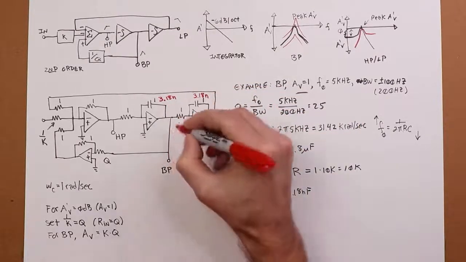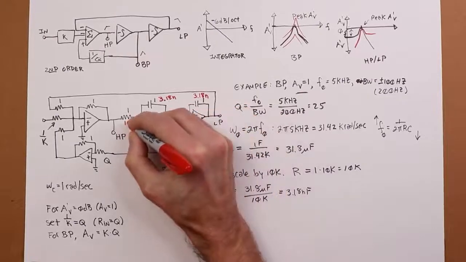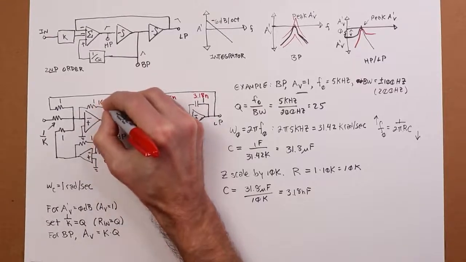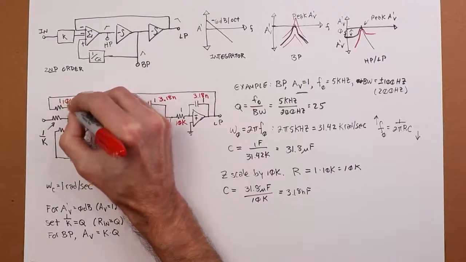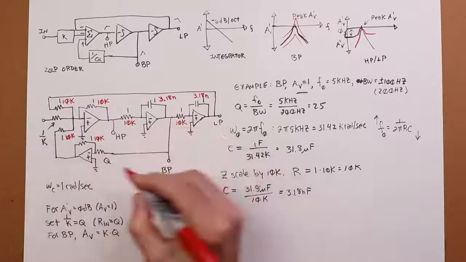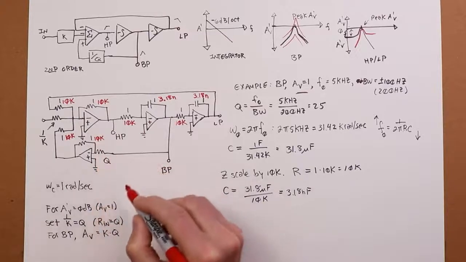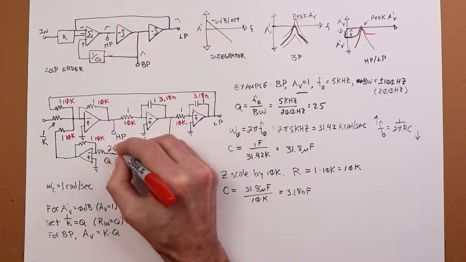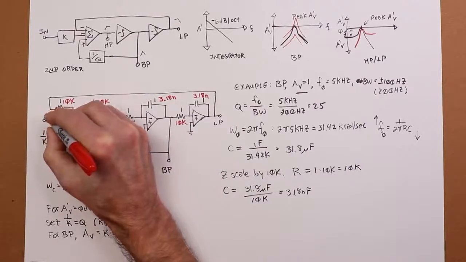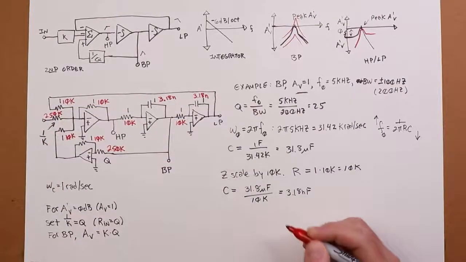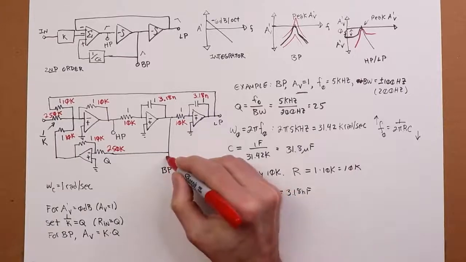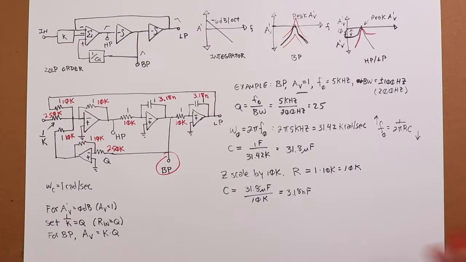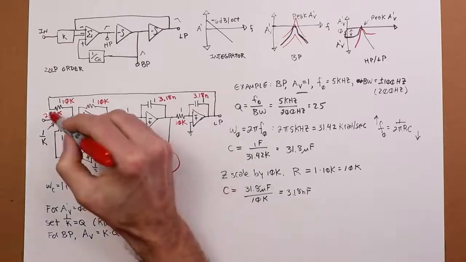The resistors, right, these 1 ohms turn into 10Ks. Everywhere where there's a 1, this is going to get turned into a 10K. And then these, the Q values, like I said, are going to be Q 25 times the scale. So this is going to be 250K, as is this. And that's your completed design. We want bandpass, so we're going to take that as an output. And we're done.